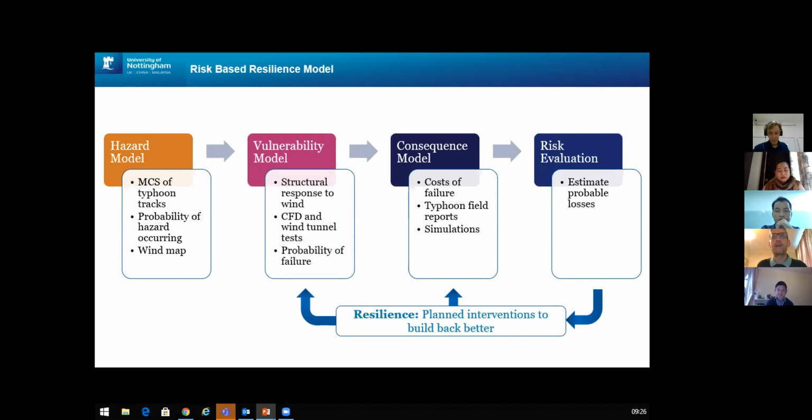So that, in a nutshell, is a very quick overview of the IRIS project, and I now want to hand over to Cung, who will tell us more of the details. Thank you very much.